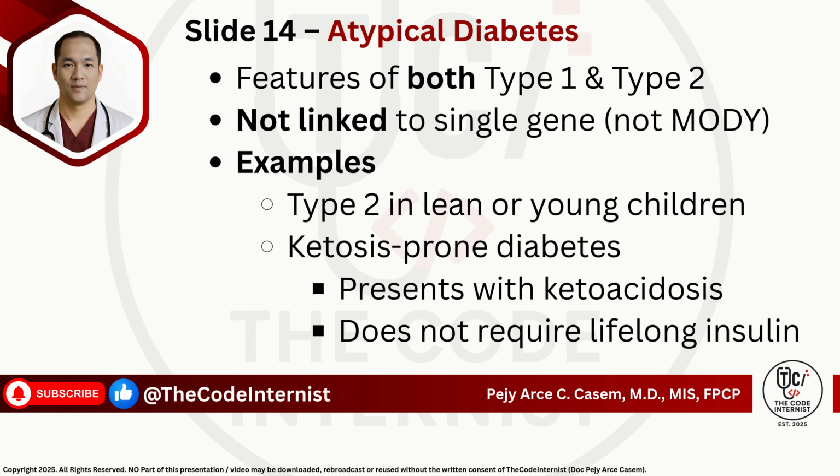There are unusual forms of diabetes that don't clearly fall into type 1 or type 2. These are called atypical diabetes. They aren't caused by single gene mutations like MODY, but they behave in unpredictable ways. For example, some very lean individuals, or even children before puberty, may show signs of type 2 diabetes. Others may suddenly present with diabetic ketoacidosis, but later on, they don't need insulin therapy. These patterns are especially noted in people of Asian or African ancestry.